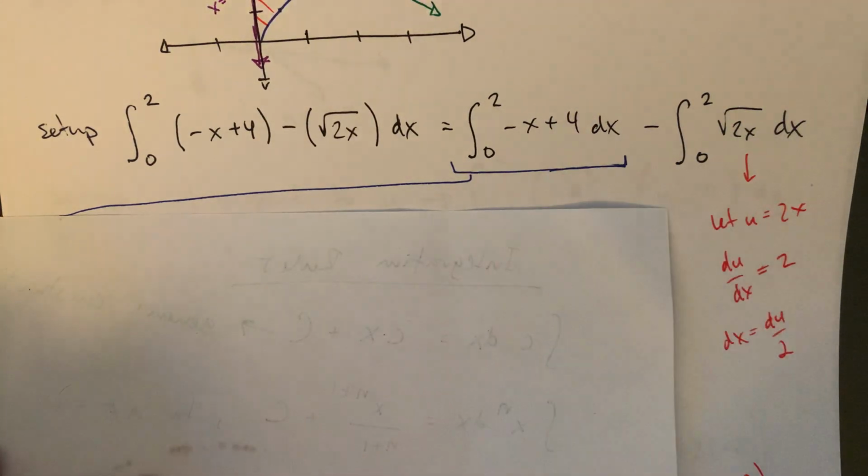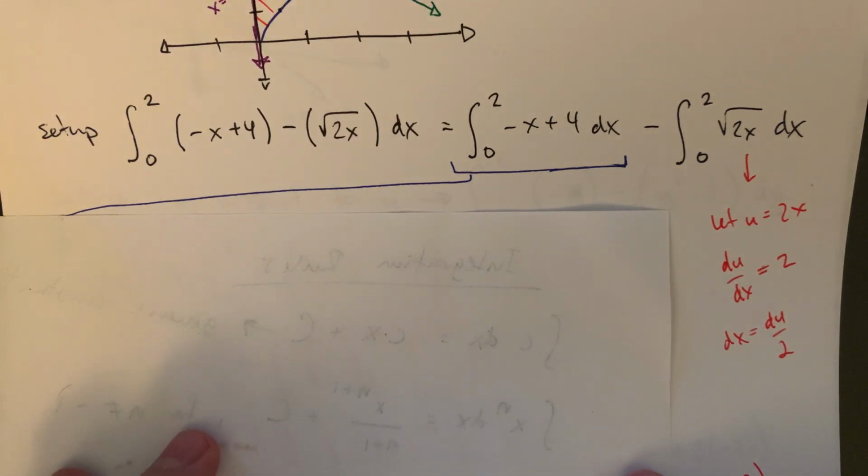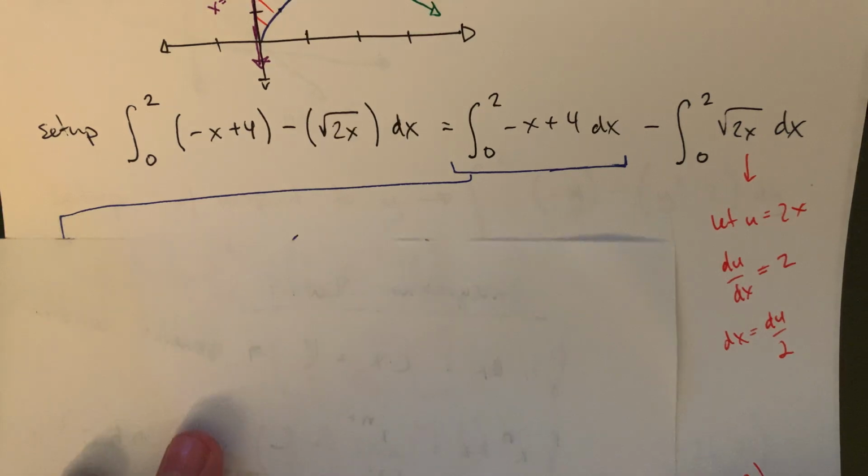So I'm breaking this up into two integrals, right? Negative x plus 4 you can just do with the normal routine. The root of 2x needs a u substitution, so you need to let u equal 2x. The derivative is 2, so you get dx is du over 2. Right, so you're just getting some of that stuff that's different.